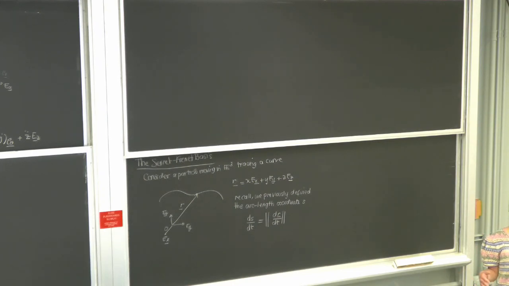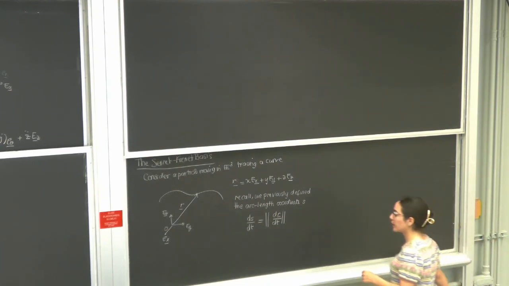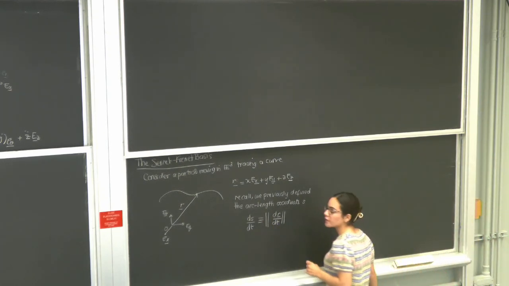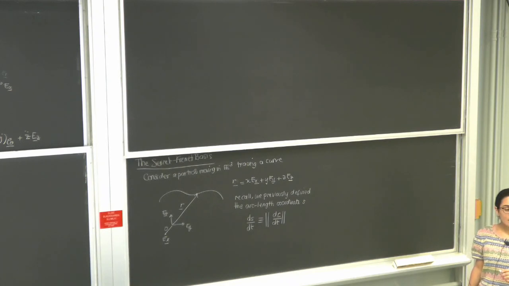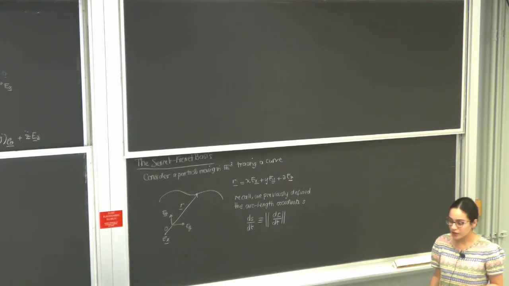Okay, so we have a particle moving on a random curve in 3D, and here we're going to use the arc length coordinate that we previously defined. So we defined ds by dt to be equal to the magnitude of dr by dt, or the magnitude of the velocity, in other words. That's the definition of this arc length coordinate s. Let's kind of recall what it means. I'll give you a minute and then I'll sketch here what it means.